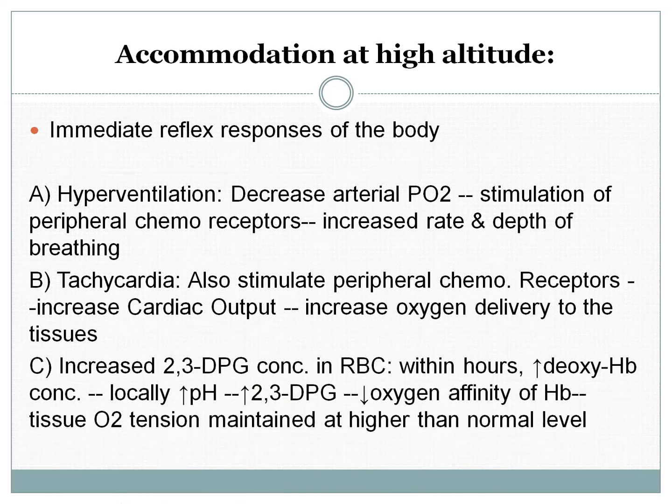The third important change is an increase in the 2,3 DPG concentration in the RBCs. Within hours, there will be an increase in the deoxyhemoglobin concentration. That will increase the pH, that will increase the 2,3 DPG, and that reduces the oxygen affinity of hemoglobin. So you might be remembering the lecture on oxygen transport. Whenever there is increased pH and increased 2,3 DPG, that decreases the oxygen affinity. That means there will be release of oxygen, so tissue oxygen tension will be maintained at a higher than normal level.